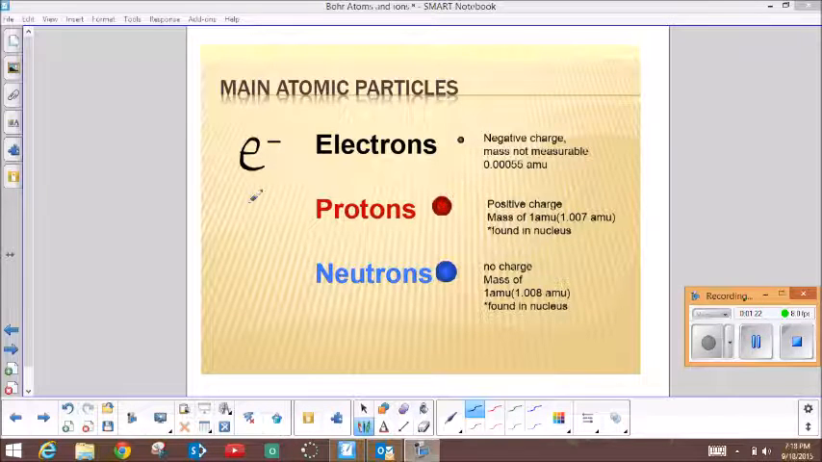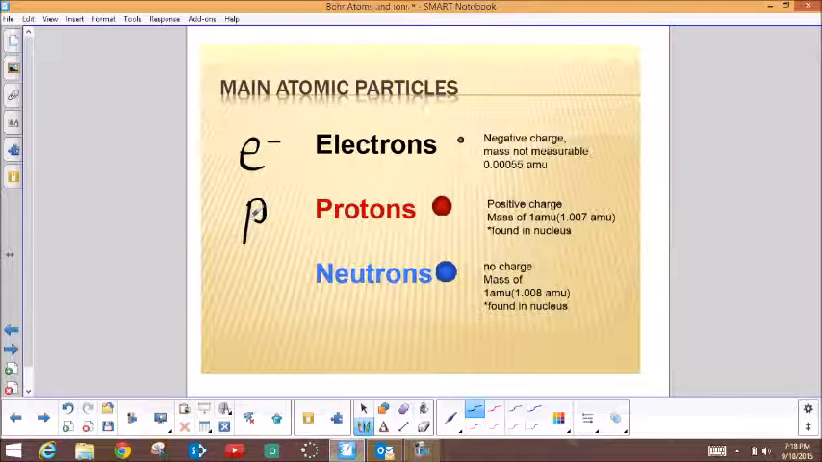A proton has a positive charge. Its symbol is a P with a superscripted plus sign. It has a mass of 1.007 AMUs, and we generally just call that 1 AMU. They are found in the center of a Bohr model because they are found in the nucleus.